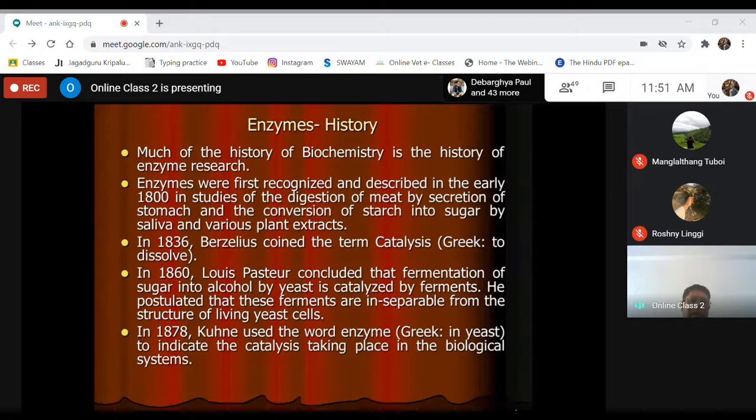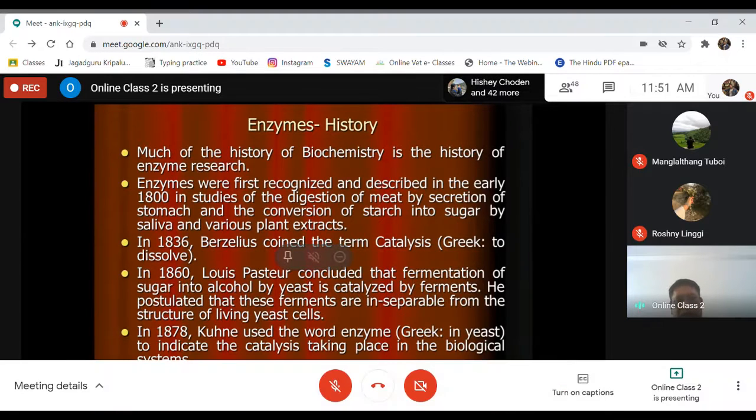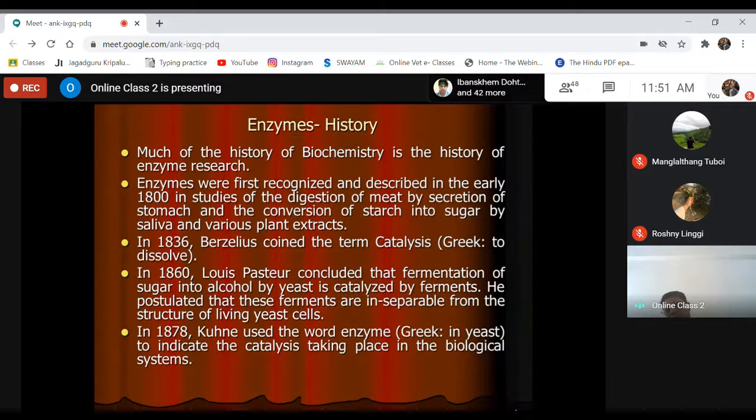In 1878, Kuhne used the word enzyme. You have to remember who coined the term enzyme. It was used for the first time by Kuhne in 1878. He meant enzymes as in the yeast, just to indicate that catalysis is taking place in the biological system. Kuhne used the word enzyme to indicate that the reaction is catalyzed by a catalyst that occurs in the living cells.